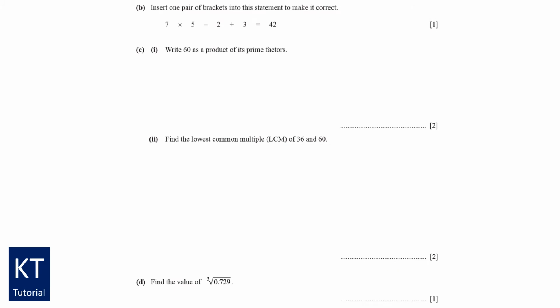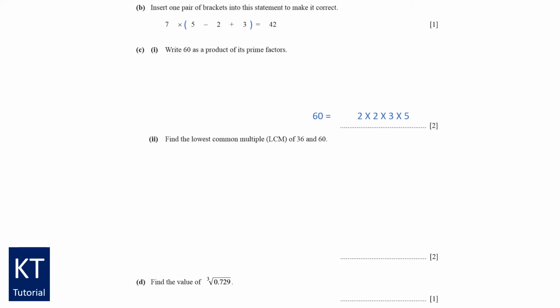Question 2b. Insert one pair of brackets into this statement to make it correct. The bracket needs to be inserted to encompass 5 minus 2 plus 3. Next, write 60 as a product of its prime factors. The prime factors are 2 by 2 by 3 by 5.